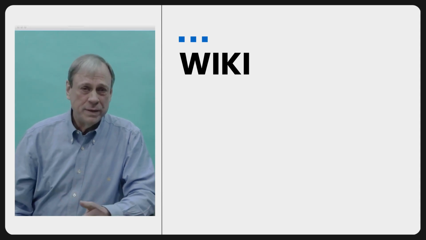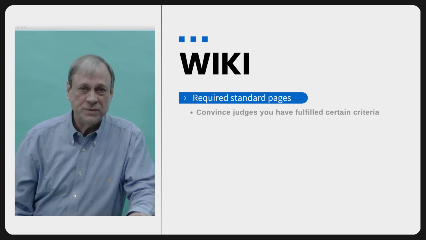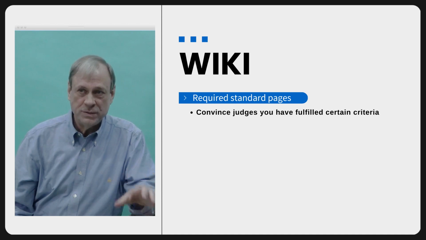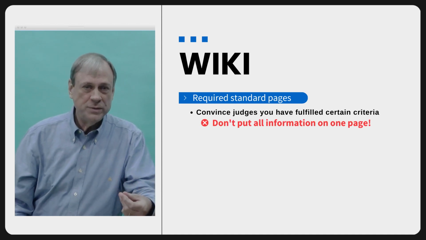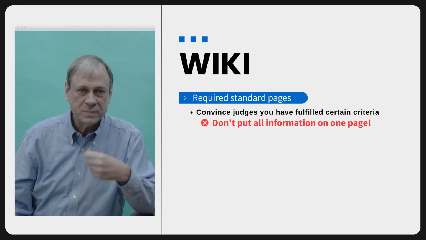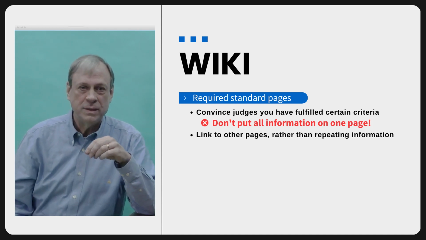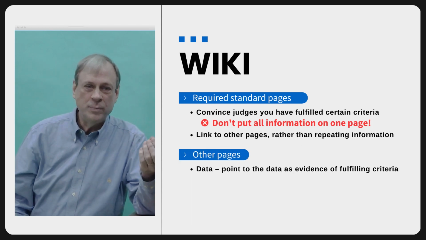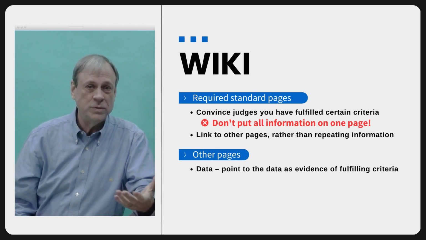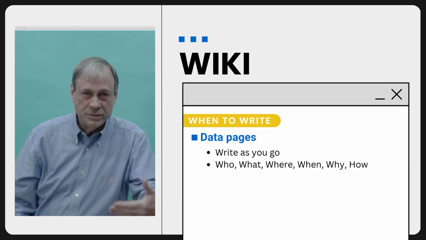So again, with the wiki, you have different standard pages. And as we said in the first video, the purpose of those pages is to convince the judges that you fulfill the criteria. So the best way to do that is not to put everything on one page, but in your standard pages to link other pages. So the other pages have the data, they have the full descriptions. Those are the ones that you write as you go, as you do the meeting, as you do the activity.